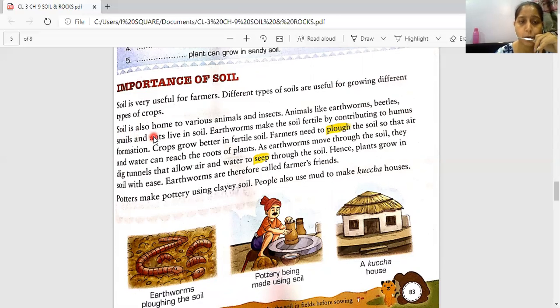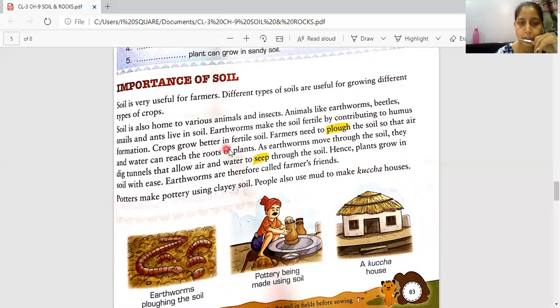Soil is also home to various animals and insects. Animals like earthworms, beetles, snails, and ants live in soil. All these animals live under the soil. Earthworms make the soil fertile by contributing to humus formation.